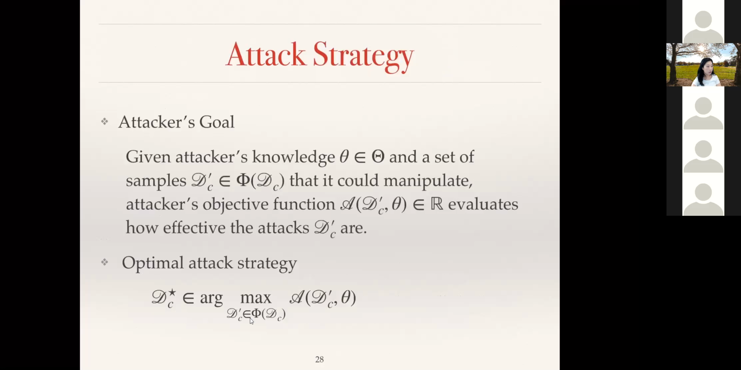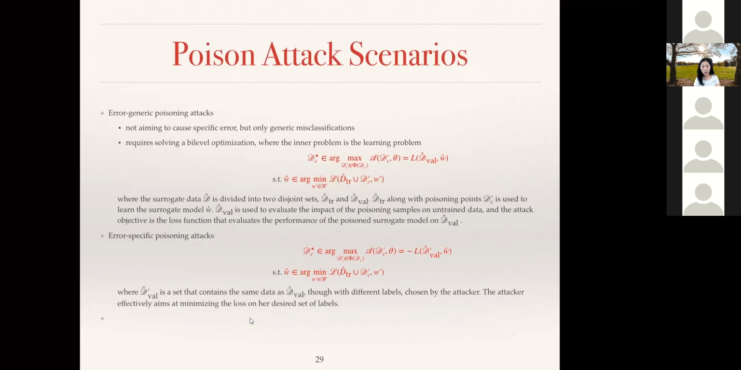No problem. Okay, so let's go back to this. We had a little bit of confusion about understanding the bi-level optimization problem, but now we will make it much more clear once we've introduced all the notations about the objective of the attacker, the attacker's knowledge and data manipulation constraints. Now let's look at the poison attack scenarios. I don't know, is it too small to see, or is it fine?